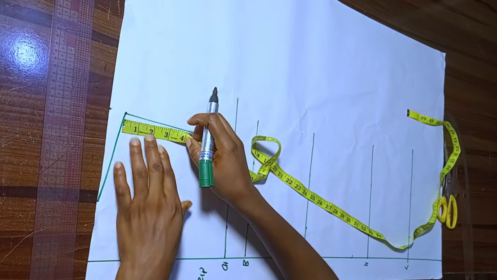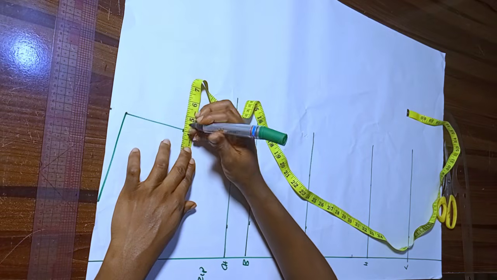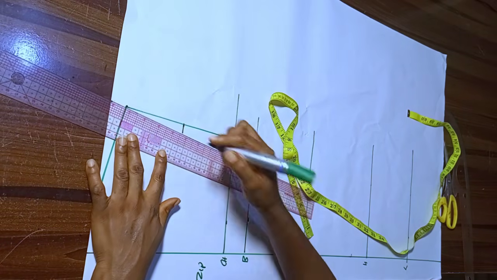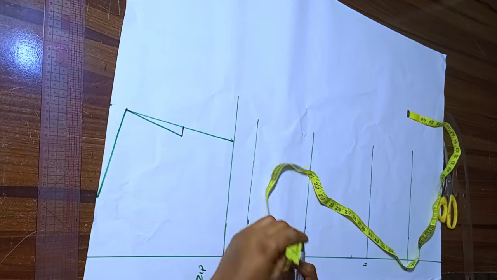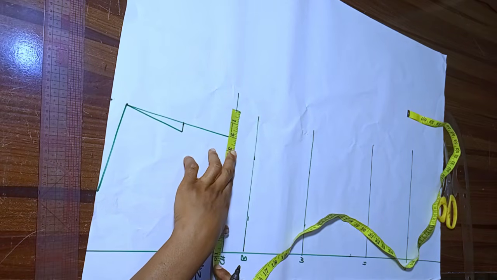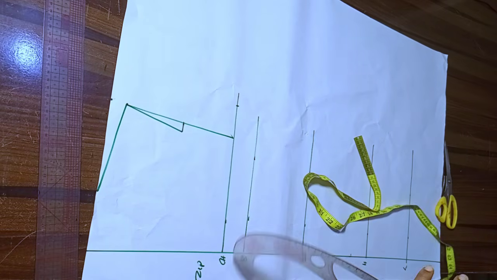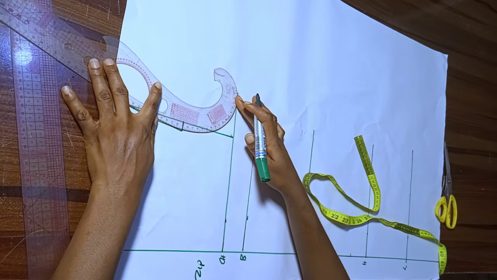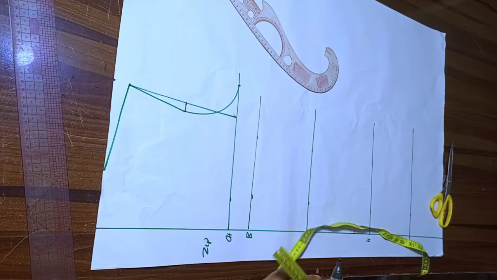Next, I'll go ahead and divide my armhole into 2. Get the midpoint. From the midpoint, I'll come in by 0.5. Then I'll connect it this way to the upper part. Next, I'll divide my bust circumference by 4 and I'll mark it down. Bust circumference divided by 4. Then I'll use my curve rule to connect it this way. And this is what I have, okay?